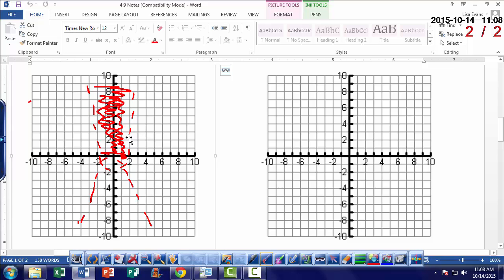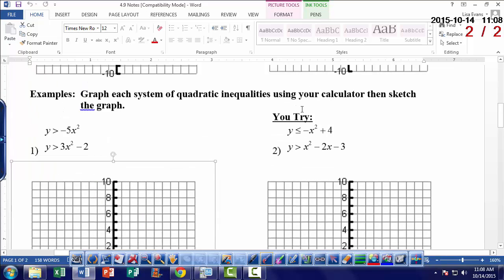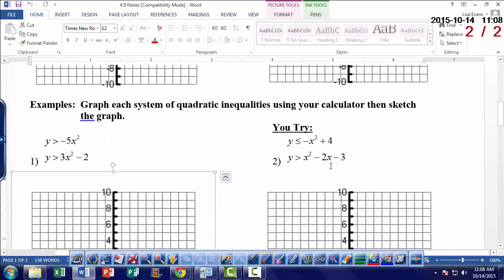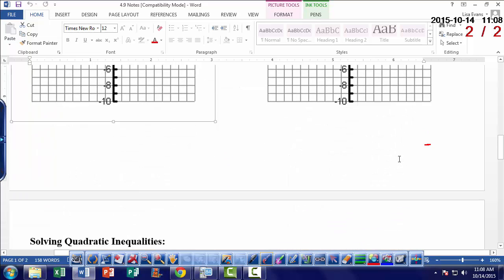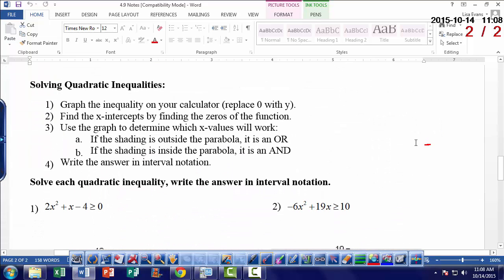So go ahead, pause the video. I want you to try the second You Try. Right here, #2 You Try. Try that, put it in on your calculator, and sketch the graph. Okay, welcome back. Now we're going to talk about solving quadratic inequalities. We're going to do this all on our calculator. So like I said, it's really important that you follow along with me because I'm not reteaching what buttons to press tomorrow in class. So here are the steps.